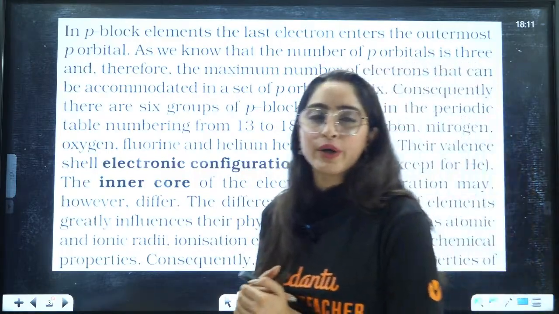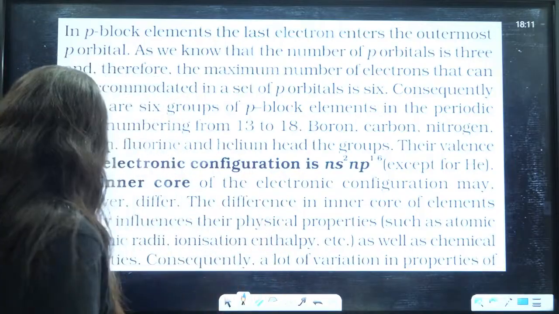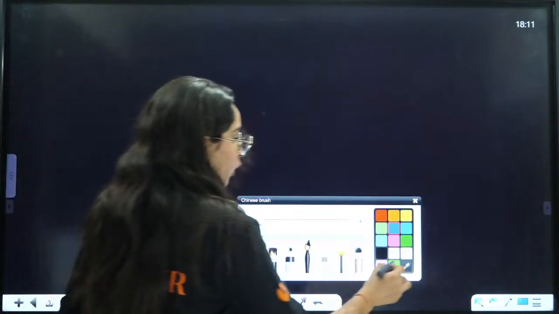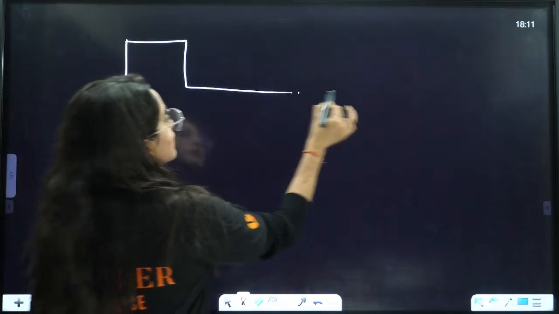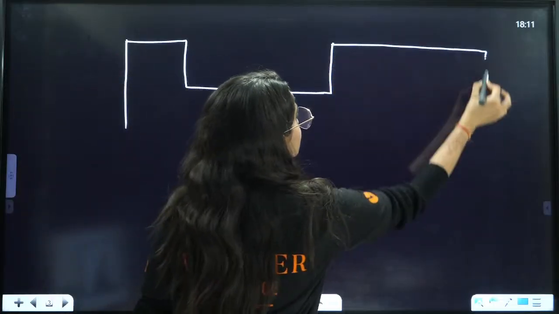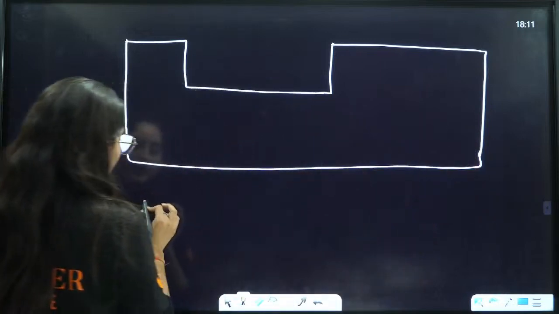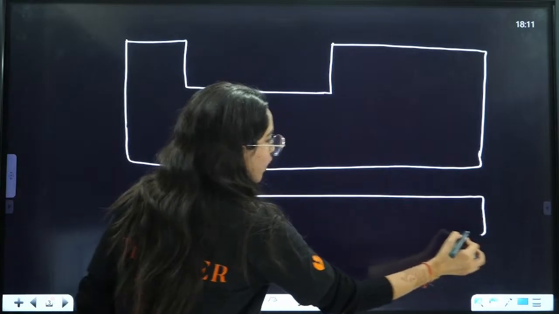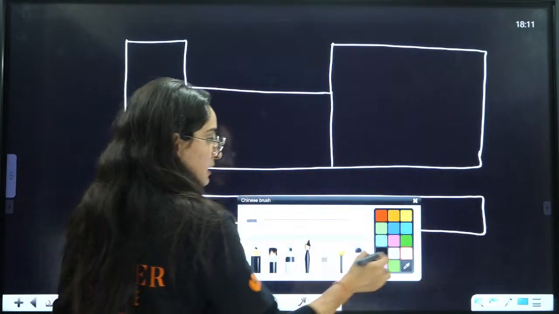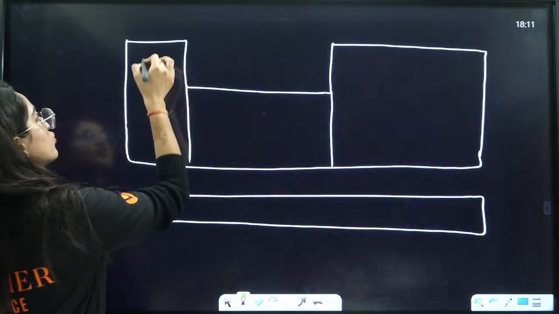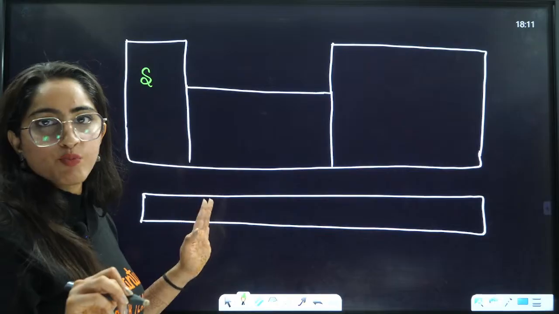The first thing we are going to do is see what exactly P block is. This is the periodic table, this is how the periodic table looks. The first two groups are called the S block.